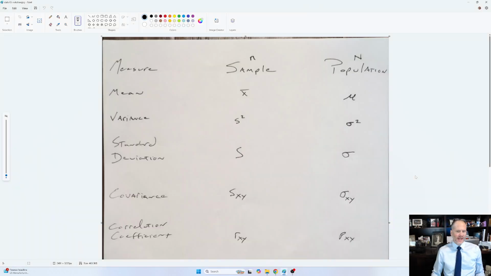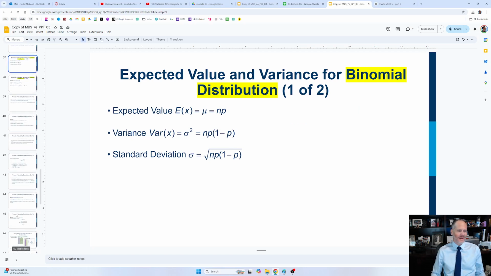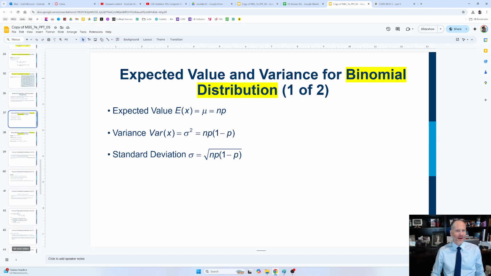All right, this is a big chapter. It's a big chapter, but we're getting close, getting through it. And we're on slide 37 out of, geez Louise, 60. But now we're going to take a look at expected value and variance for binomial distributions.